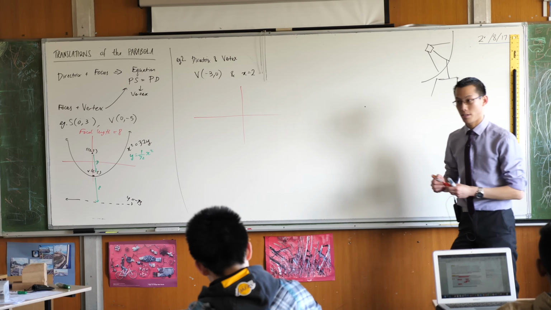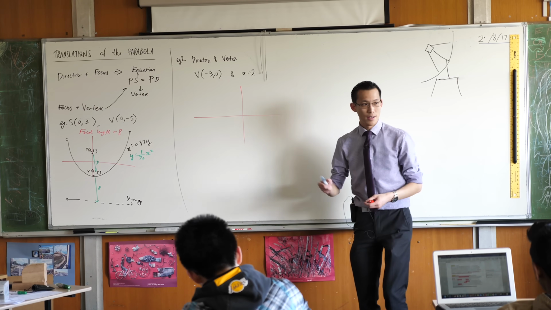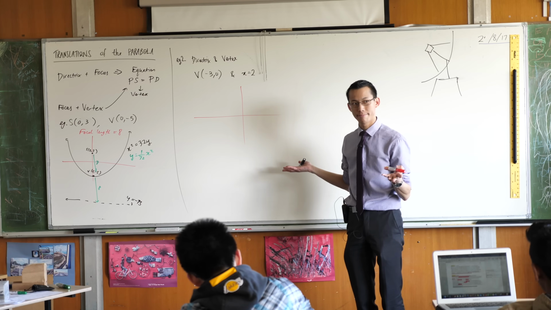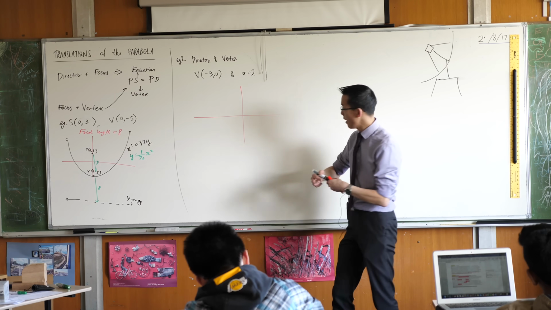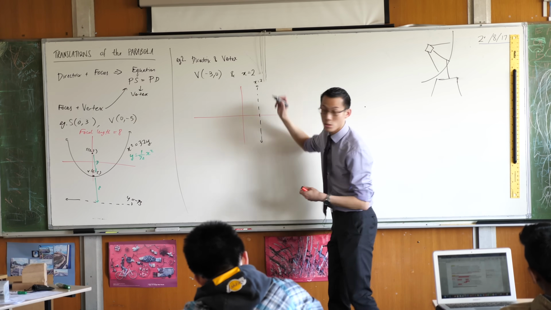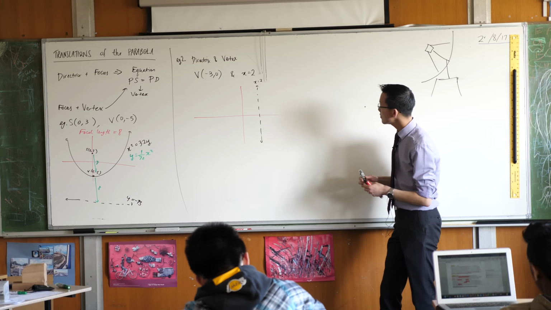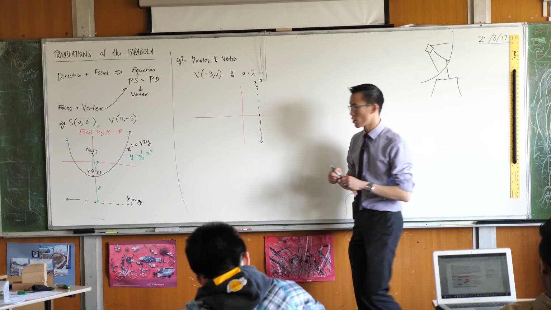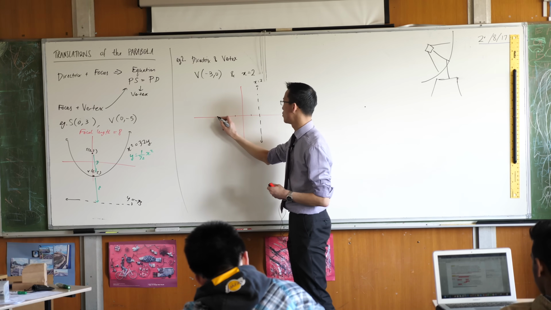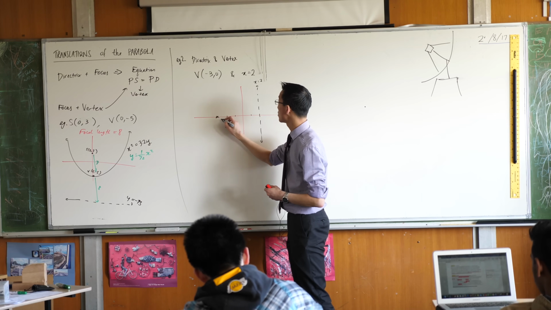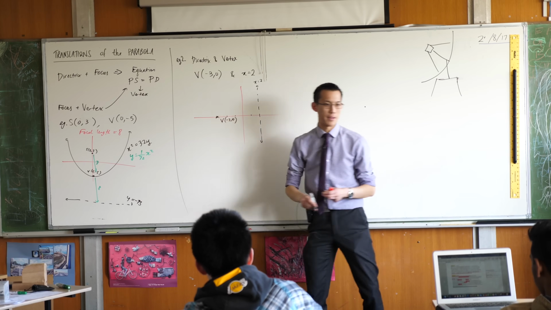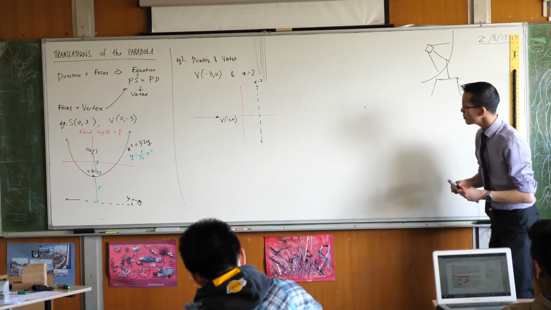Where is everything positioned? X equals 2. That's a what kind of line? It's vertical, right? It's on the right over here. X equals 2, like so. And then you've got your vertex over here at, if that's 2, 1, 2, 3. There you go. There's my vertex. Okay.